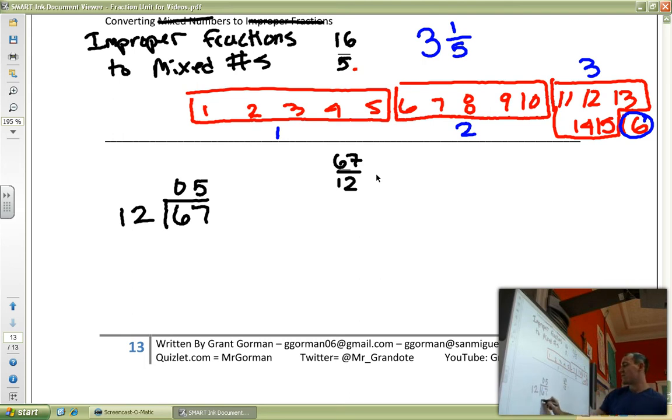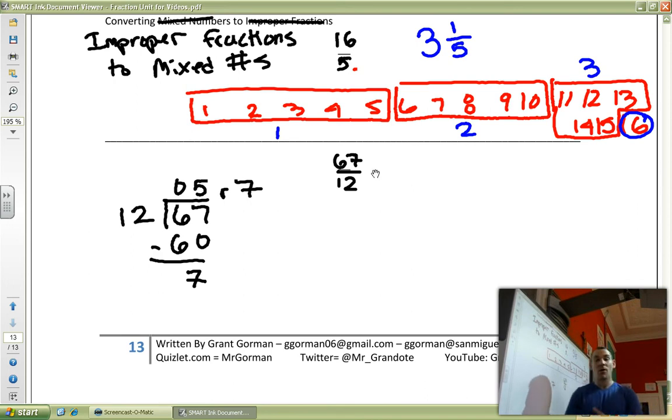So 12 times 5 is 60. I need to subtract that out. That's going to give me 7. Now we're going to put 5 with the remainder of 7, because that's what we had left over. And now our work is done. Our 5, that's the whole number for our mixed number. The remainder is the parts left over, so that's 7. And just like we did when we converted one way, we're going to keep our denominator. So I have 5 and 7/12ths.